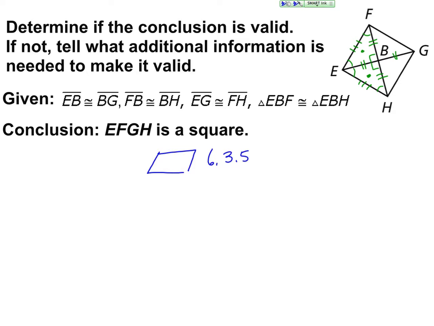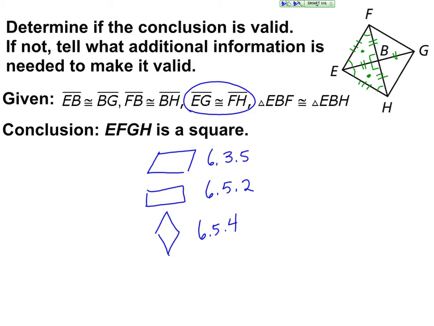Is it a rectangle? Which one? 6.5.2, diagonals of the parallelogram are congruent. Yeah, that's what this told me, right? They were congruent. So I do know it's a rectangle. 6.5.2. 6.5.4, the diagonals of the parallelogram are perpendicular. Okay, so that gives me the rhombus. So is it a square? Yes, because we have both rectangle and rhombus figured out. So yes, it's valid to come up with a square.